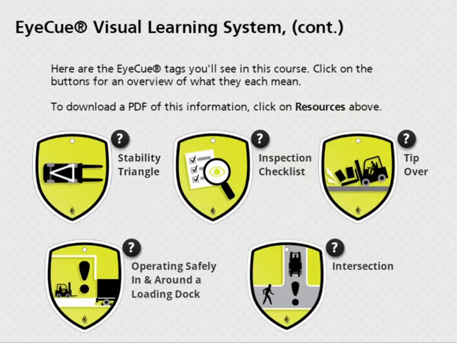Here are the EyeCue tags you'll see in this course. Click on the buttons for an overview of what they each mean. To download a PDF of this information, click on Resources above.